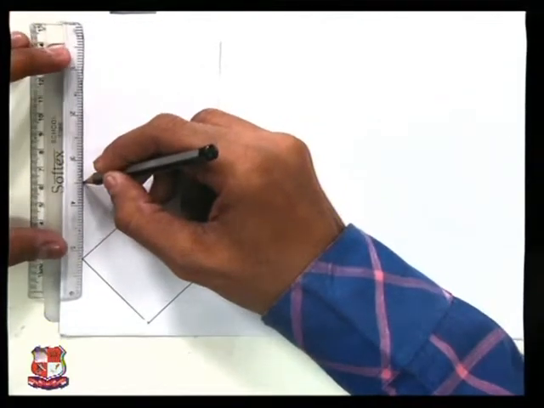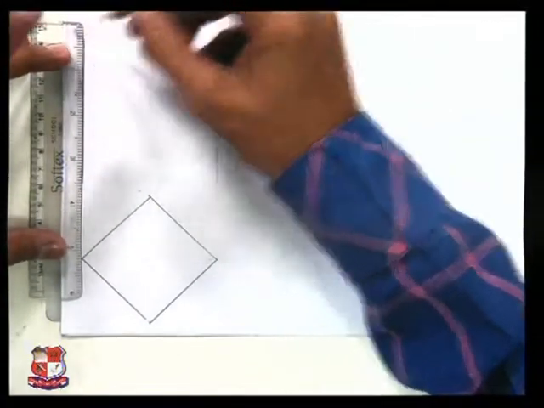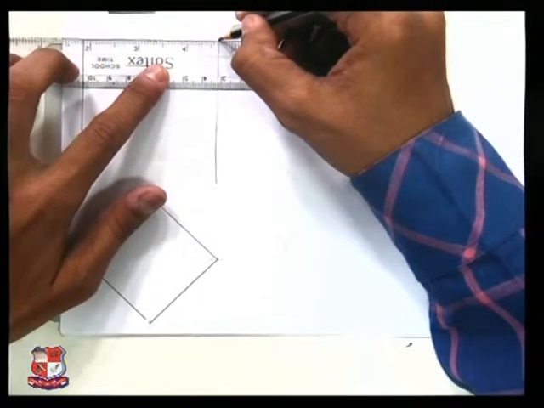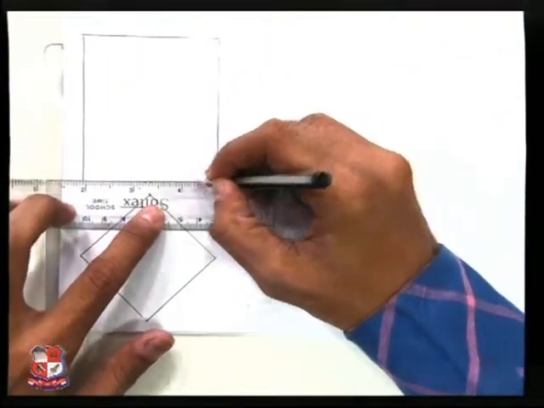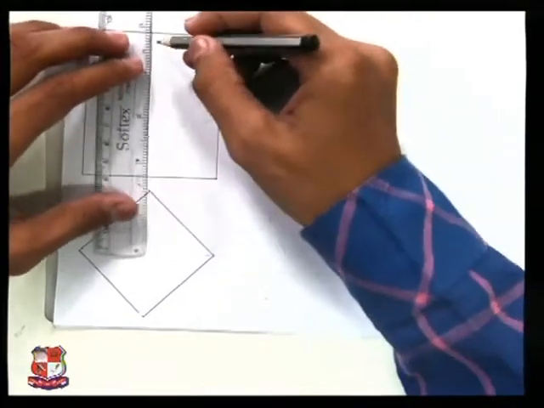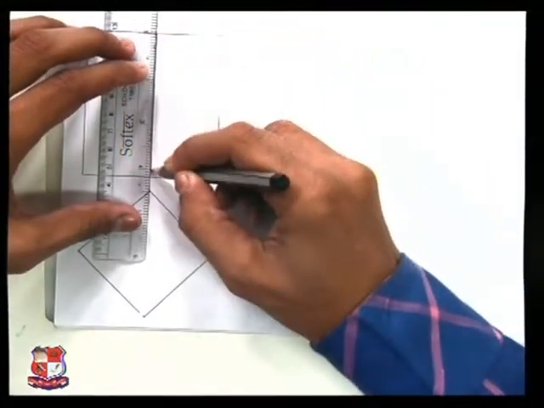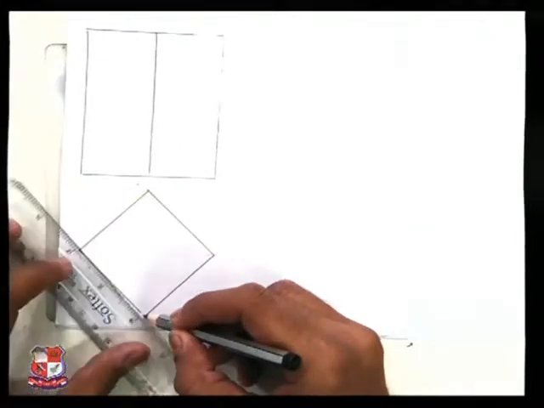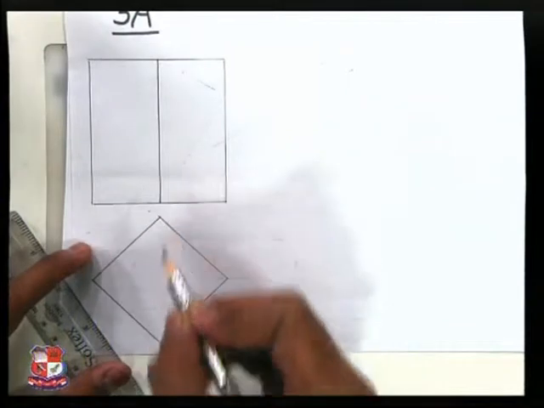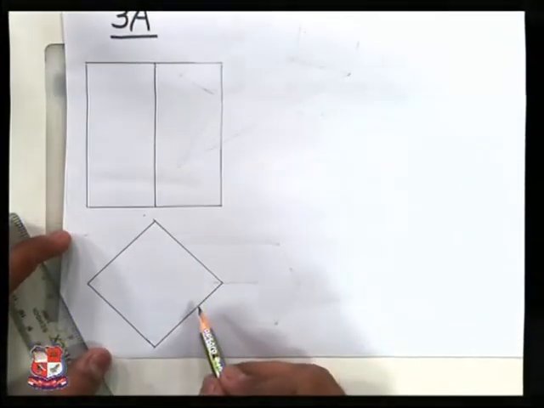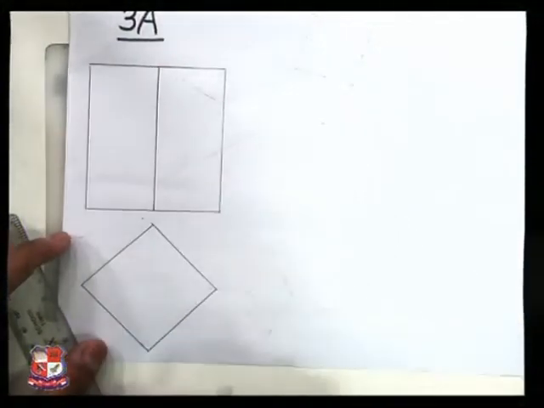From here draw projection line from here, projection line from here, projection line from here. And here the edge would appear like this. This edge. This would be the top view of the square prism or square pipe. This is front view of the square pipe.